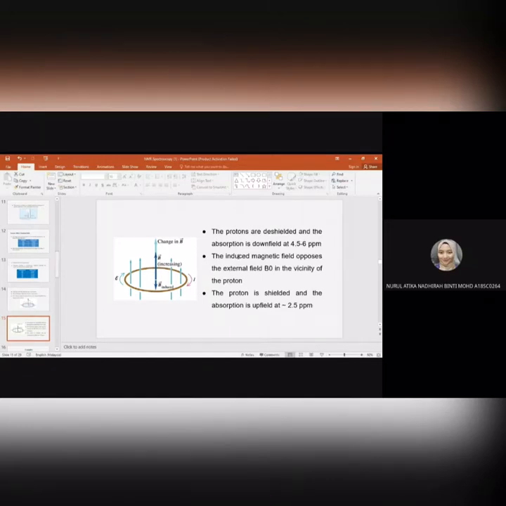The induced magnetic field opposes the external field B0 in the vicinity of the proton. The proton is shielded and the absorption is upfield at 2.5 ppm.